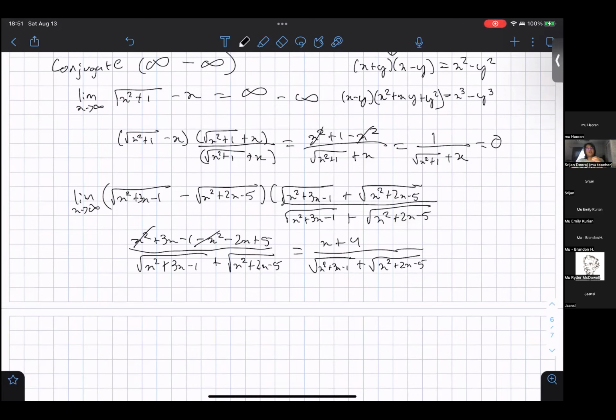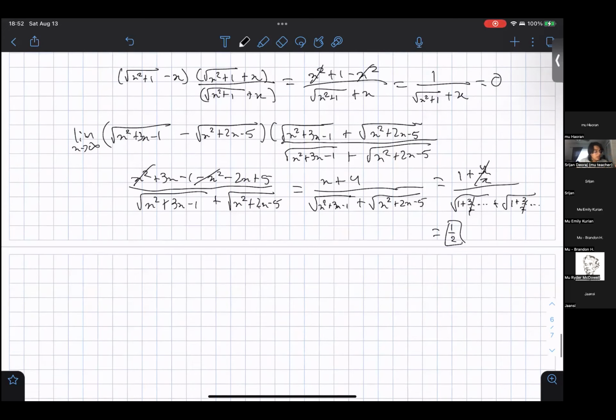And then here again, we divide by the highest power of x, which is just x. So that's 1 plus 4 over x on top, and on the bottom you're going to have the square root of 1 plus 3 over x and so on, plus the square root of 1 plus 2 over x and so on. We don't care about those terms because we know they're going to go to 0. So all we have is 1 over, and all the other terms go to 0, and so it's just 1 over 2, so 1/2.